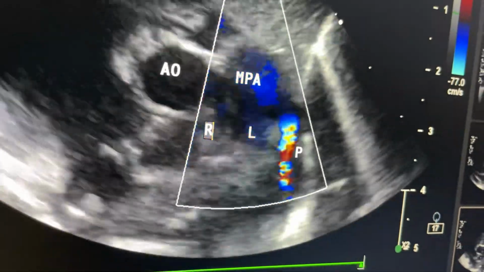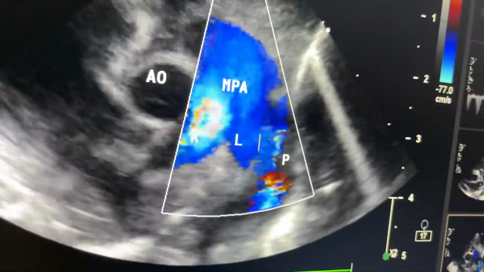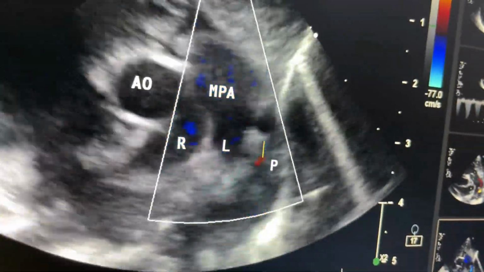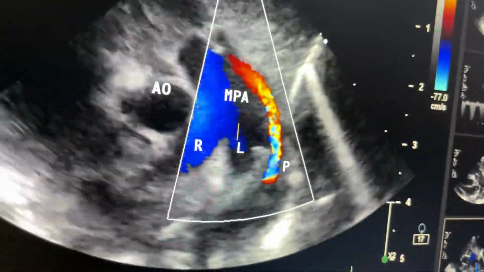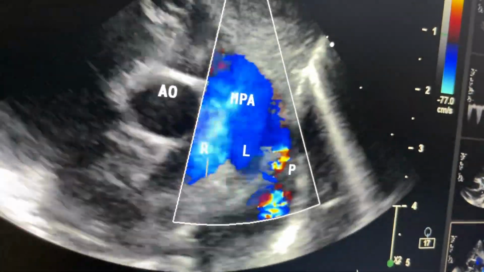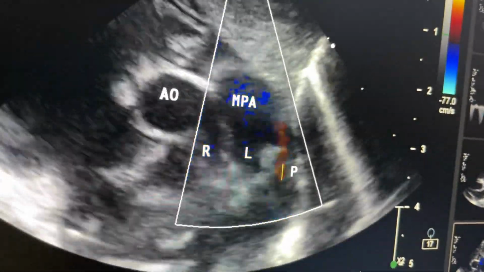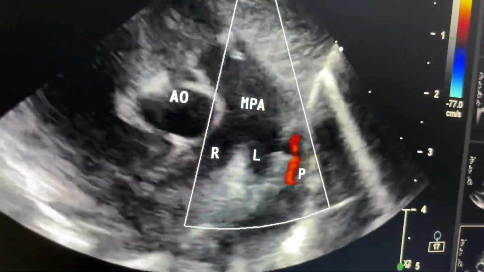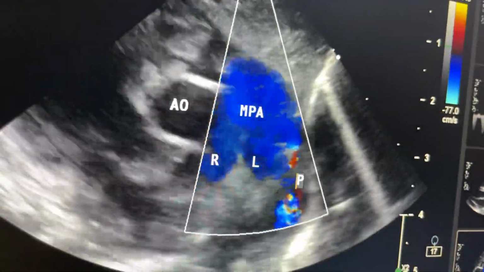So you can see, from the right side, you start with the right pulmonary artery branch, then the left pulmonary artery branch, and the most lateral one is the patent ductus arteriosus. This view is the parasternal short axis view at the level of pulmonary artery bifurcation and slightly higher, more cranial. Whenever you go a little bit more cranial, you will find the PDA. So this is the patent ductus arteriosus.